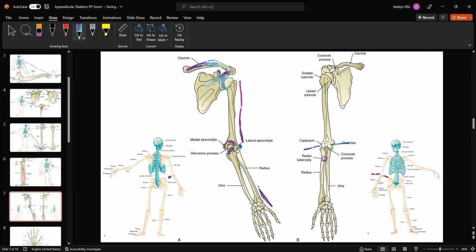This is your radius. It's going on the thumb side. Your radius is over here, lateral. Your ulna goes by your pinky. It is over here. It is medial.